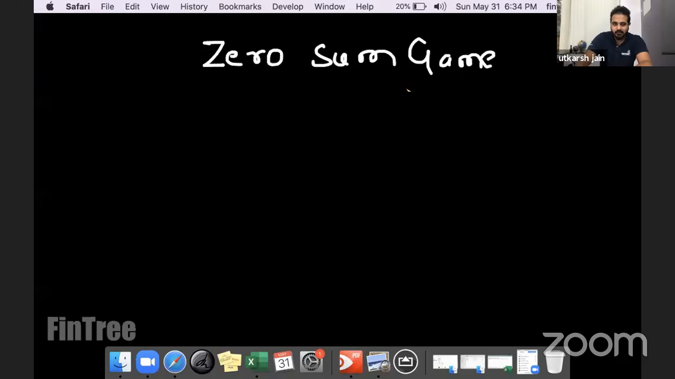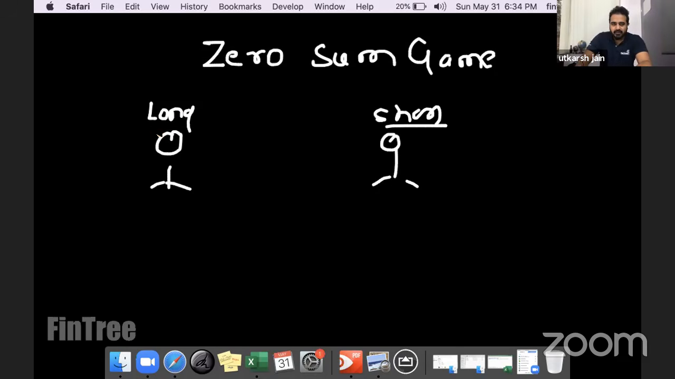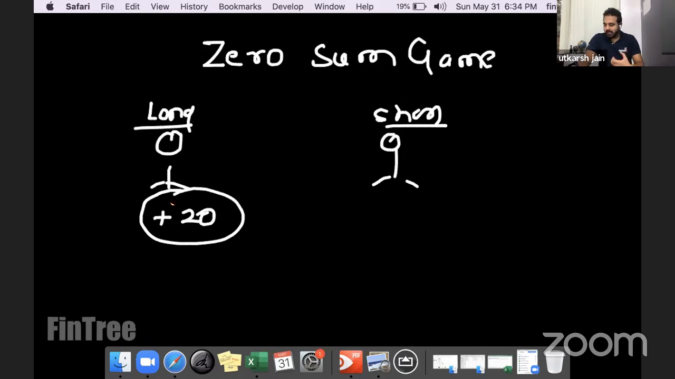It's a very fancy word, but very simple meaning. What it means is, if there are two people here, long and short, they get into a trade and let's say one guy profits, let's say he has a profit of 20. If long has a profit of 20, where is that profit coming from? That profit is coming because short has lost 20 rupees.